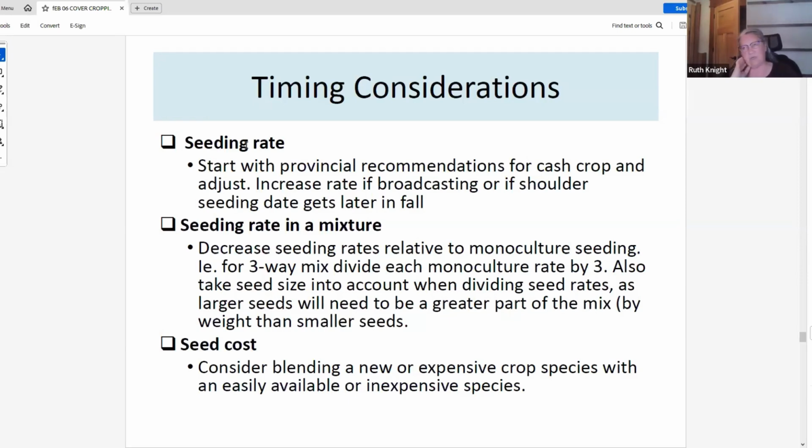And then of course, cost is a big consideration. So if there's something new or expensive that looks like it could be favorable in your mix, you might use that as a smaller component or portion of the blend that has easily available or inexpensive species.